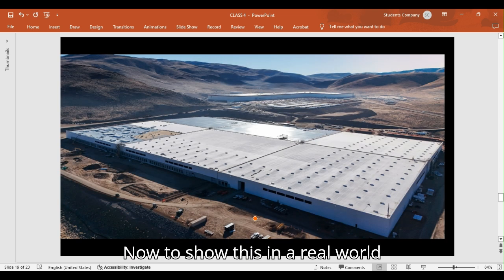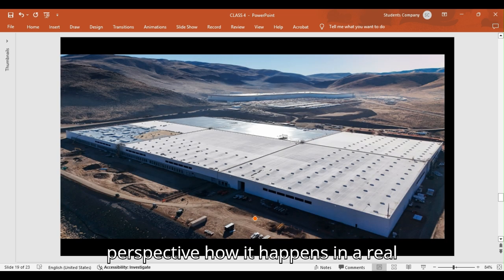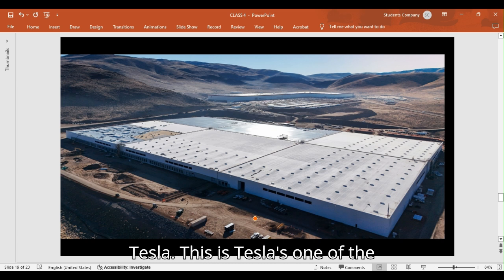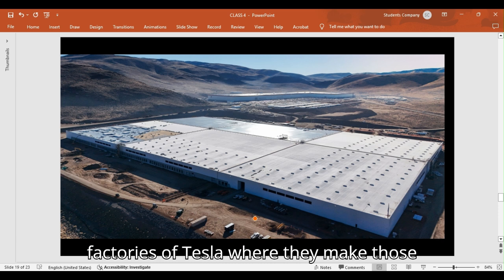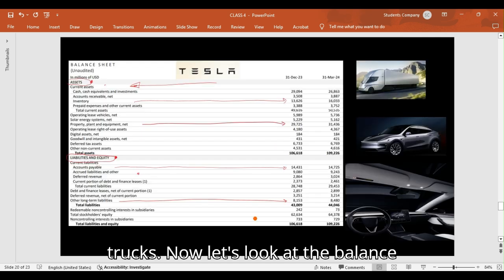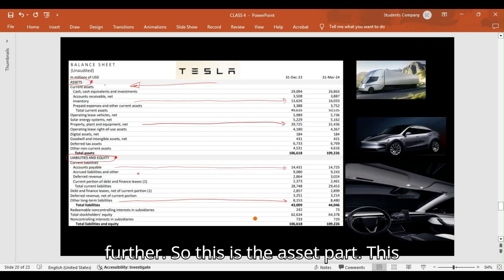Now, to show this in a real world perspective, how it happens in a real company, we will use the example of Tesla. This is one of Tesla's factories where they make those trucks. Now let's look at the balance sheet of Tesla to understand this concept further.